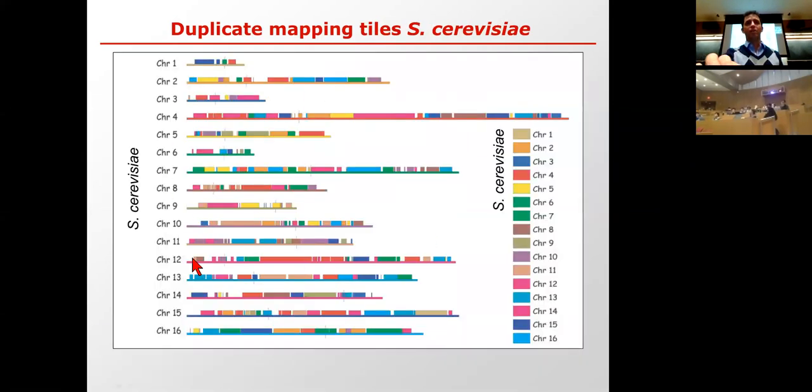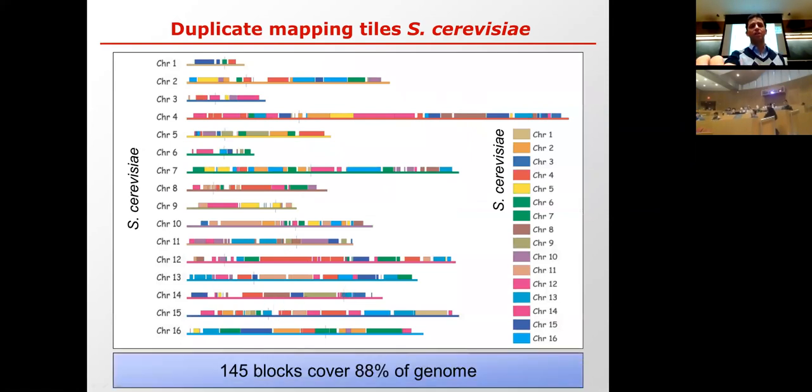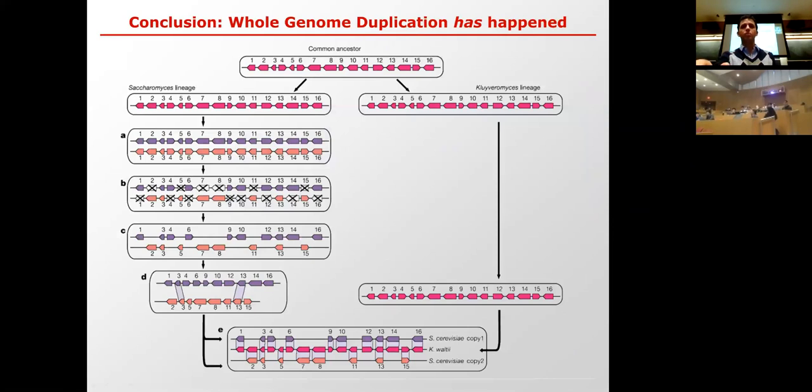So anyway, this is now this duplicate mapping that fully tiles Saccharomyces cerevisiae, and you have 145 blocks covering 88% of the genome. So figure one of the paper ended up being this model, where you have that ancestral genome, the order is preserved here, and then the Saccharomyces lineage gives rise to two copies of every gene, differential loss, and then maintenance of only these genes.